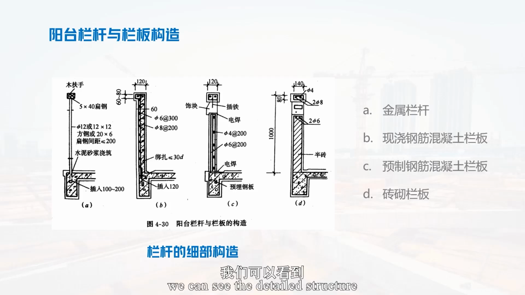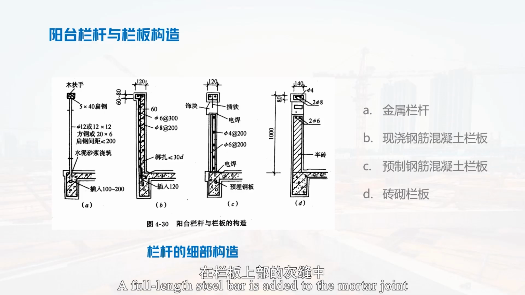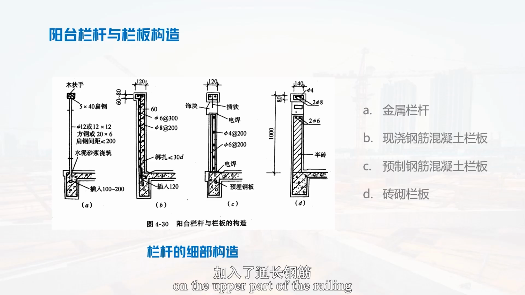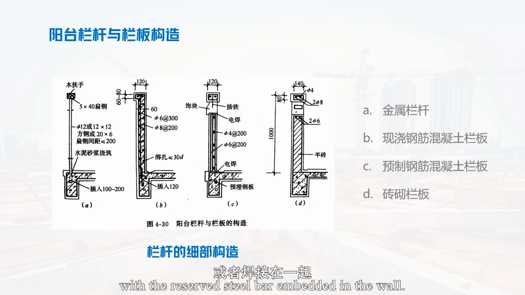From Figure D, we can see the detailed structure of the brick masonry railing. The thickness of the brick masonry railing is generally 120 millimeters, half a brick. A full-length steel bar is added to the mortar joint on the upper part of the railing, and tied or welded together with the reserve steel bar embedded in the wall.